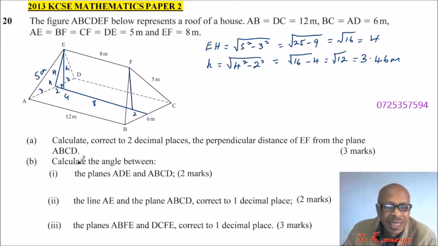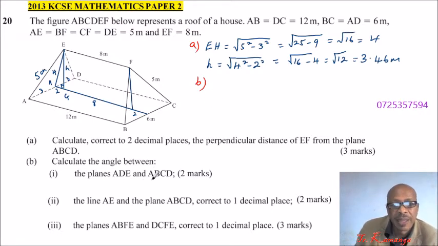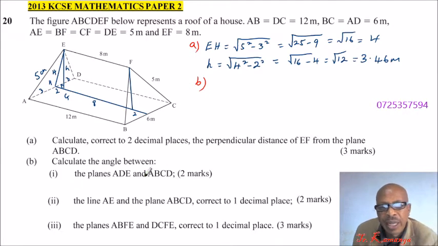The second part, so this is A. So let's come to B. We just use this, so we can just use here. Calculate the angle between the planes ADE and ABCD. Where is our ADE? This is ADE and ABCD. So the angle between these two planes is actually this angle here.